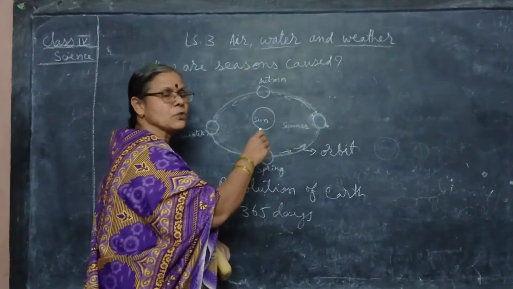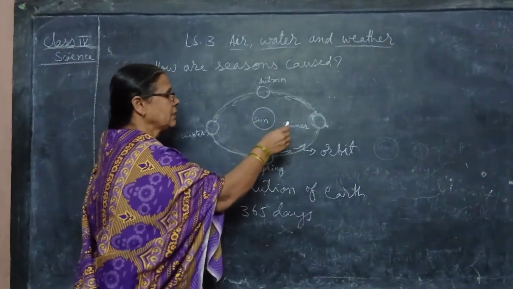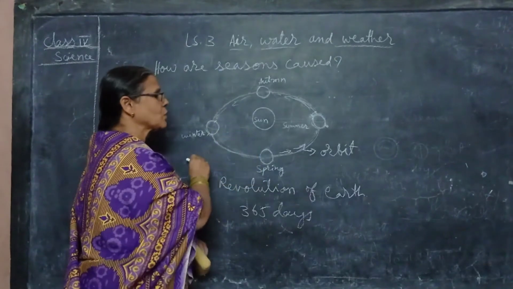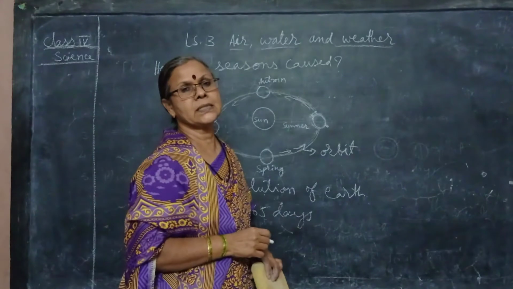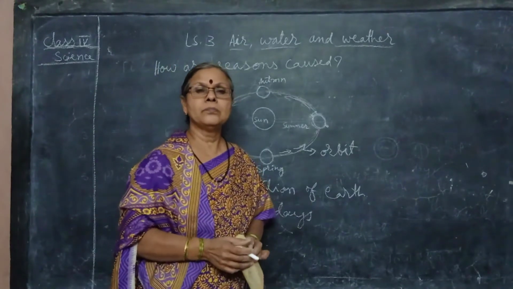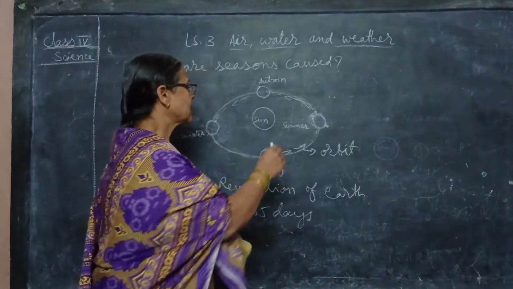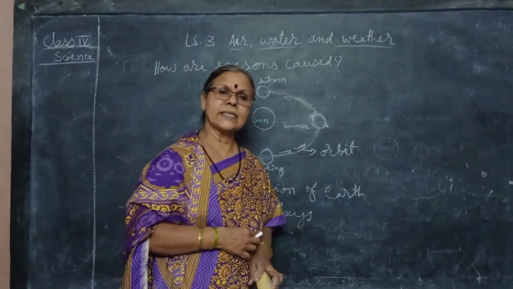Summer, then comes the rainy season, autumn, then slightly you can see the spring season also, winter season, then spring season, then again summer season. So what causes changes in the season and the weather? It is the heat of the sun that causes changes in the season.